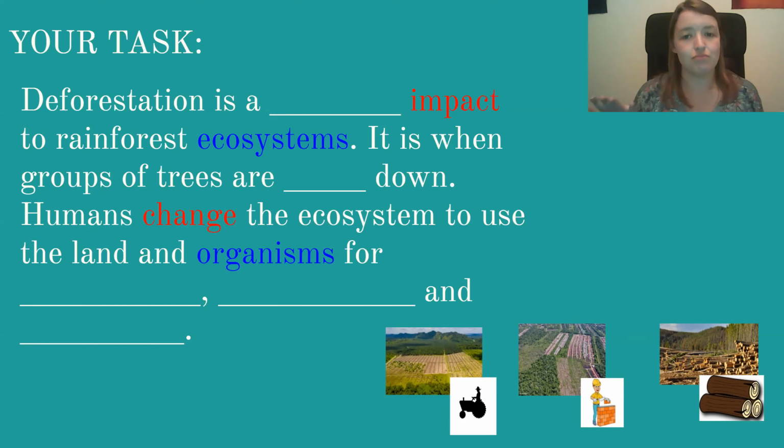Deforestation is a impact to rainforest ecosystems. It is where groups of trees are down. Humans change the ecosystem to use the land and organisms for and Remember, you have some pictures just under here to help you. Pause the video now so that you can write out your sentences to explain what deforestation is.